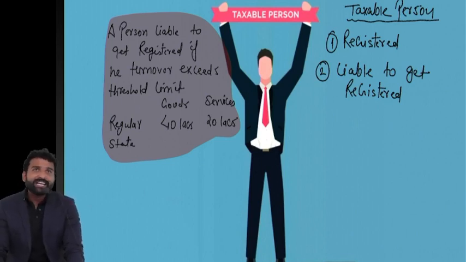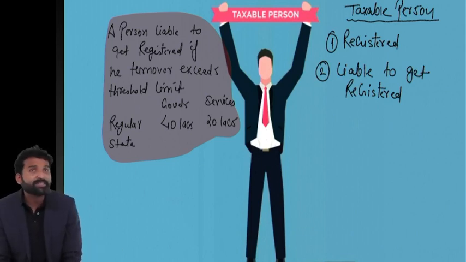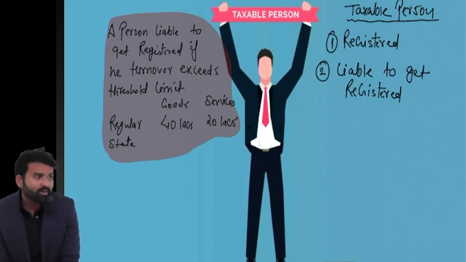If he is dealing in both, then the lower limit will be applicable. For some states it will be 10, for some states it will be 20, for some 20 and 40. Now in this topic we are discussing supply, so we are just talking about the basic threshold limit: for goods 40, for services 20.